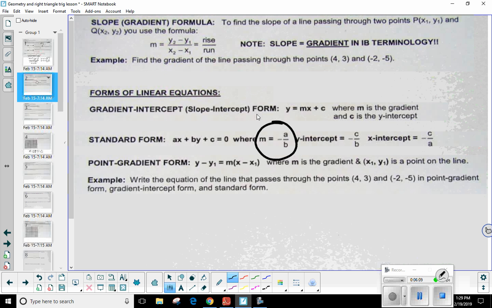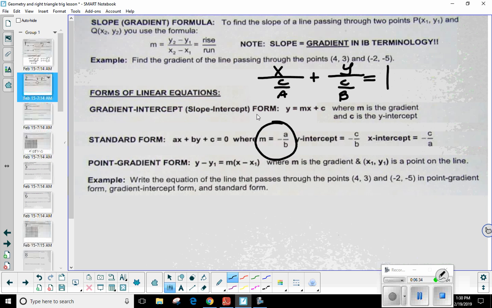The point gradient form, y minus y1 equals m times x minus x1. Okay. But there's one form on here that we didn't really necessarily need, but I went ahead and showed you anyway. The double intercept form. So that was x over c over a, plus y over c over b, and it equals 1. There we go. And that was double intercept.